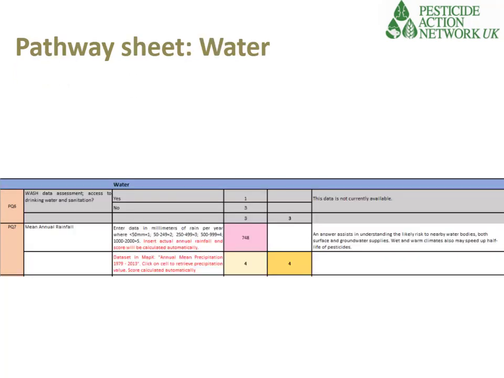However, you will at some point get to a few questions where you will need to enter some data. Those have the pink cells. For example, once we arrive in the water section, PQ7 is mean annual rainfall. And perhaps you already have this information offhand or nationally available statistics, which you can put in. We recommend using that, especially if it is easy to access and is recent.